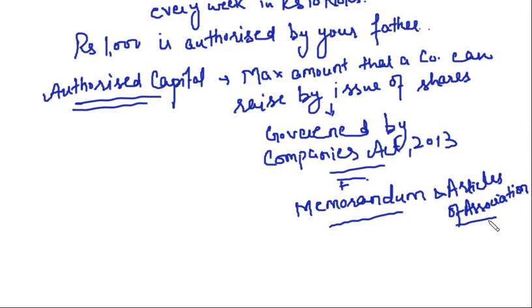Just go through the theory of these two in the books. You will understand that these are the documents that have all the details related to the company, like when the company is coming into force, who are the directors of the company, what is the capital of the company, what are the rules and regulations laid down by the company. Everything is given in the memorandum and articles of association.